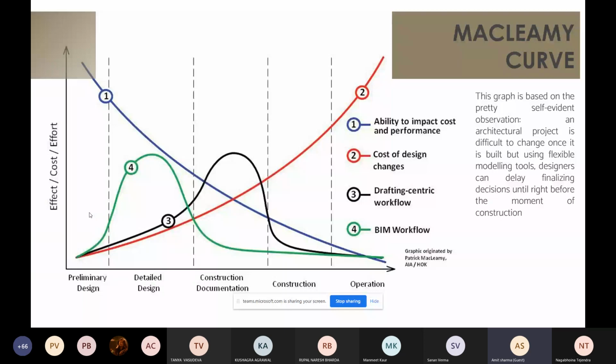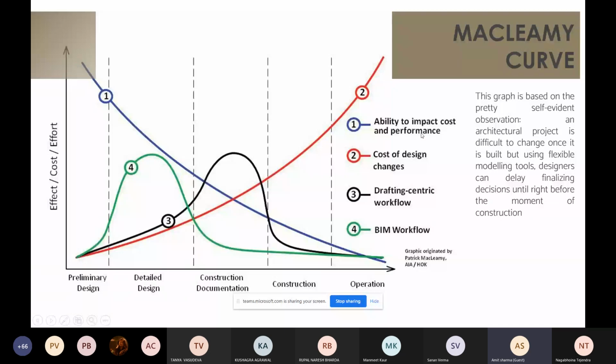The next one is the MacLeamy curve. I don't know if you have seen it in the past. It's very famous in the civil or construction industry in general. It was made by Patrick MacLeamy, who's the principal architect of HOK Design Architecture firm. It's one of the biggest firms here. So in this graph, on one side we have effects, cost, and efforts. On the other side, we have preliminary design through the operation phase.